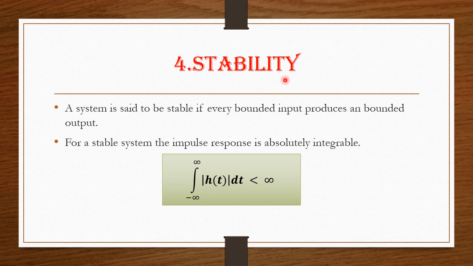Then the last one is stability. A system is said to be stable if every bounded input produces a bounded output. This is the condition for stability: integral from minus infinity to infinity modulus of h of t into dt should be a finite value. That means it should be less than infinity. Then that system is said to be a stable system.